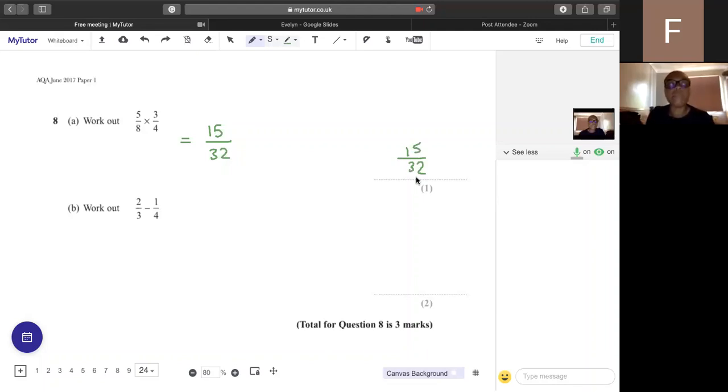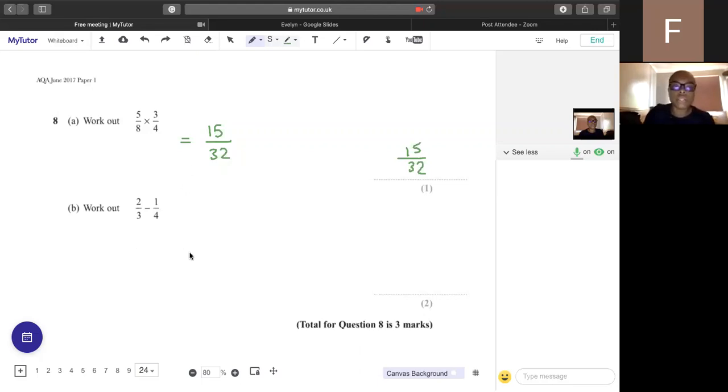And then part B is now asking us to work out 2 over 3 minus a quarter. So remember, when you're adding and subtracting fractions, you need to make sure your denominators are exactly the same. You need to make sure you have a common denominator. So 3 and 4, they're both factors of 12.